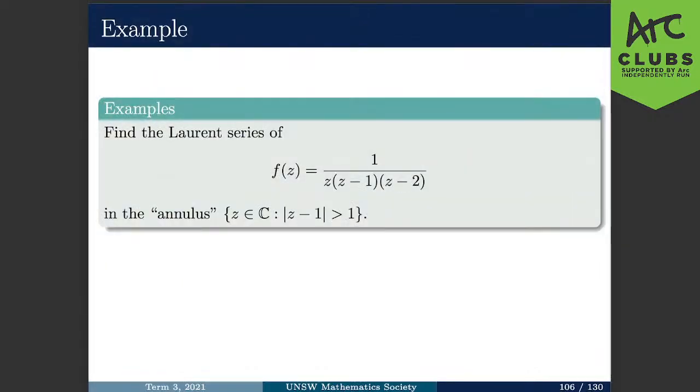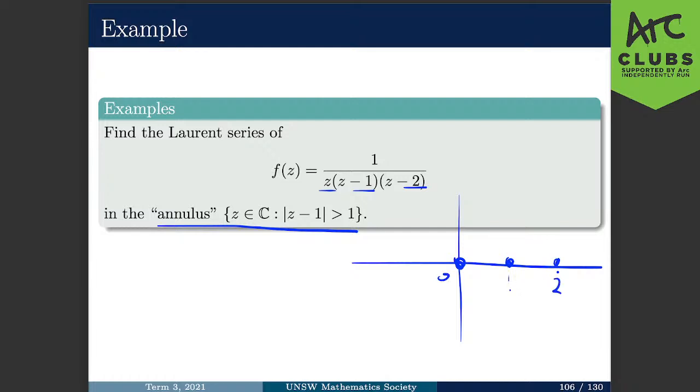So probably this one. Usually you might see a function like this, and they ask you to find the Laurent series in this annulus. So let's just draw this out. There are obviously 3 points here where there are issues, which is when z is equal to 0, when z is equal to 1, and when z is equal to 2. So it's 0, 1, 2. These are the 3 points where we have issues because f of z here is not holomorphic at those points.